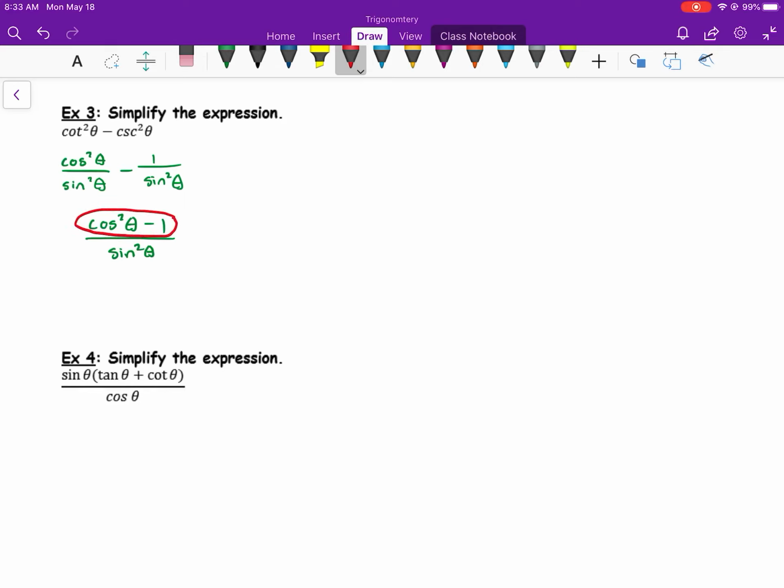Again, this looks kind of familiar. That's cosine squared minus 1. So it's my Pythagorean identity of cosine squared of theta plus sine squared of theta equals 1. Now to get this, I have to do a couple steps. So first, I'm going to minus cosine squared of theta.